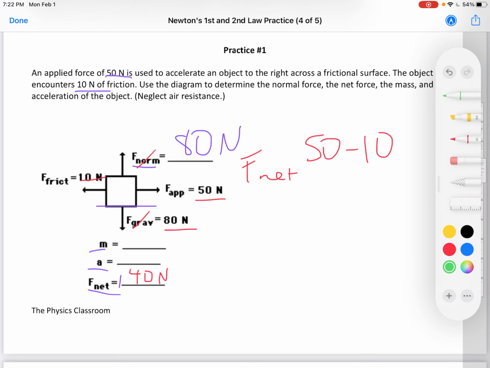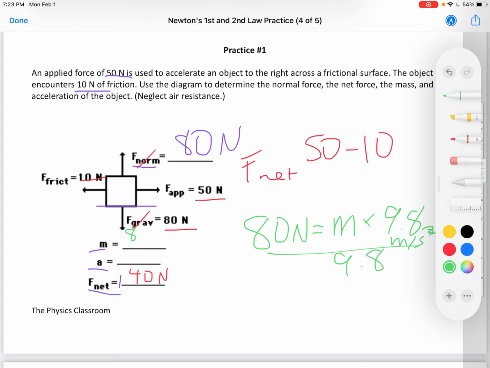Okay, so I'm going to move back down. 80 newtons equals mass times 9.8, and that's meters per second squared. That is the acceleration of gravity. I believe it was written up there. 9.8 meters per second squared. So then we're just going to divide both sides by 9.8. And our mass is 8.16 kilograms. Okay, so now we can take our net force, which is 40, our mass, which is 8.16 kilograms, and find our acceleration.